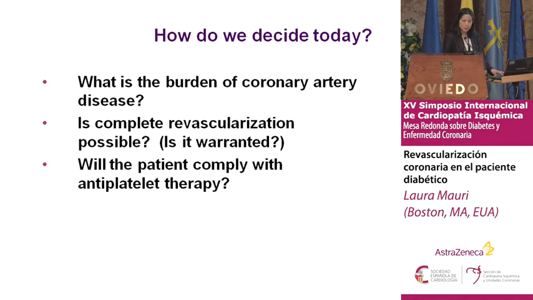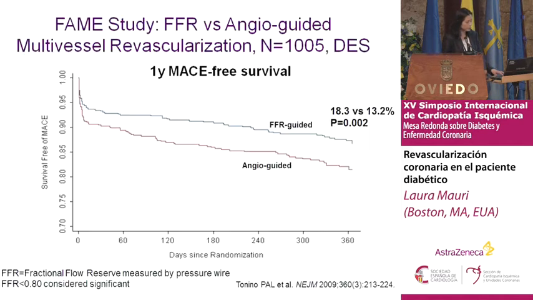So how do we decide today? There certainly are patients who we think have diabetes who are appropriate for percutaneous intervention, and others that we would wish to refer for bypass surgery. Some of the factors that come into play are the burden of coronary artery disease that's evident on the angiogram, whether complete revascularization is possible, and this raises a whole other set of questions as to whether it's warranted, and will the patient comply with dual antiplatelet therapy or be able to tolerate it.